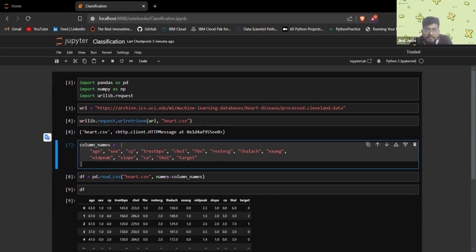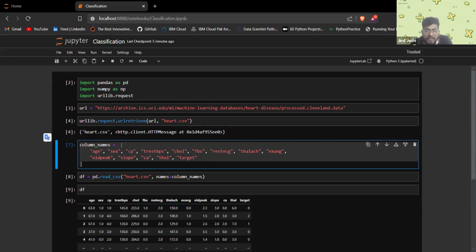Then we have a slope. Slope basically represents the slope of the peak exercise segment. So on the electrocardiogram during exercise, the test provides some additional information about the presence and the slope of the peak exercise.